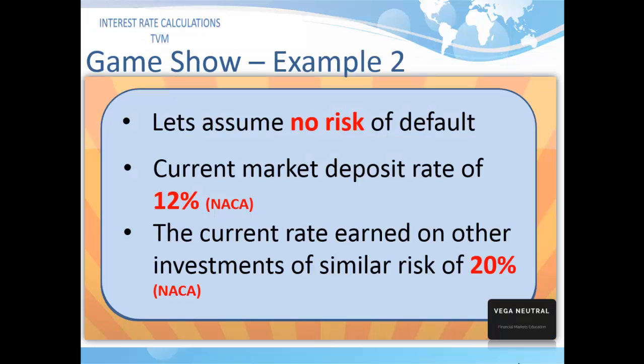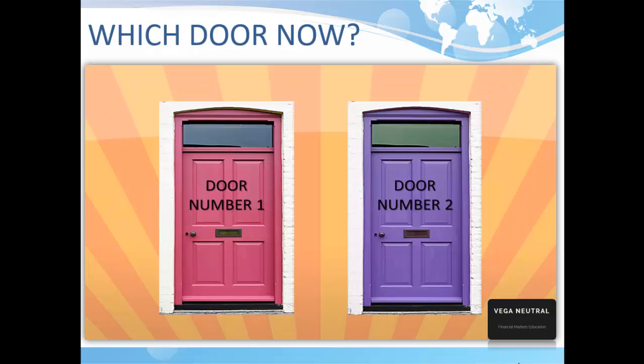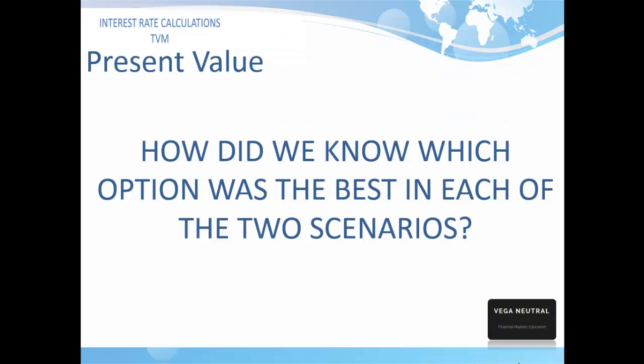Let's look at another example. Let's assume once again that there is no risk of default. But in this example, the current market deposit rate is 12%. And alternatively, the other investments with equal or lesser risk offers 20% return. Which door now would you choose? Door number 1.